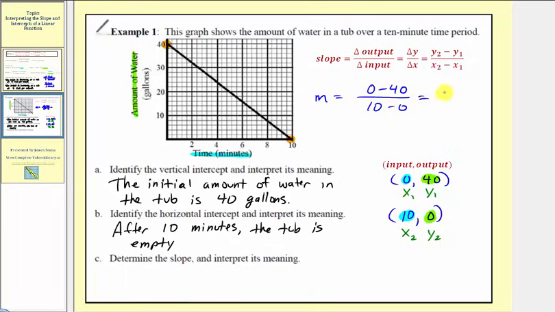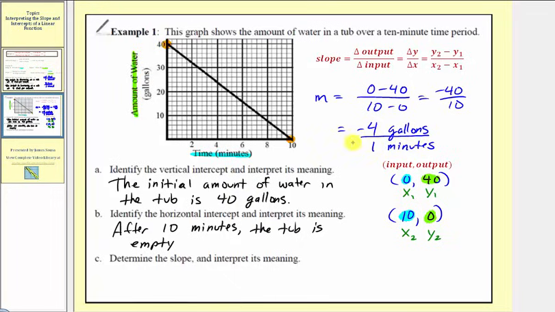So simplifying, we have negative 40 over 10, which simplifies to negative 4. But to understand the meaning of this, we want this to be in fraction form. Let's go ahead and put this over 1. And now we'll include the units. So the output units are gallons, and the input units are minutes.